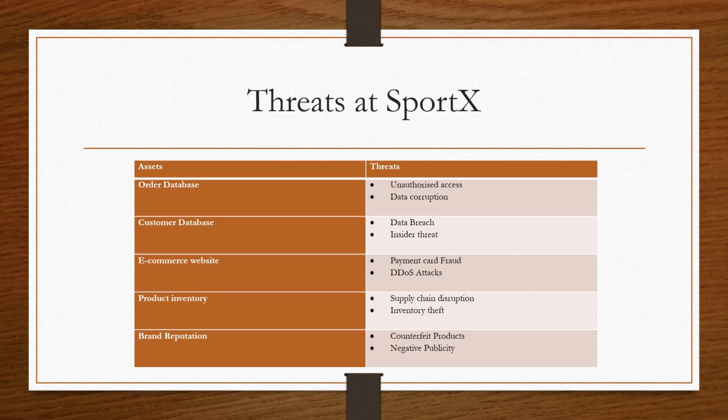In the slide about the threats at SportX, there are the assets on the left side and the threats on the right hand. So these all are the identified threats at SportX.